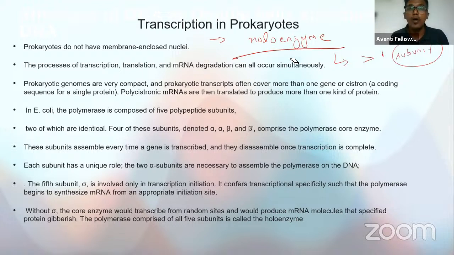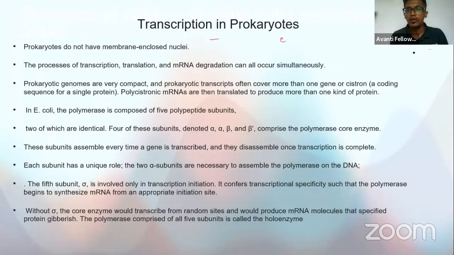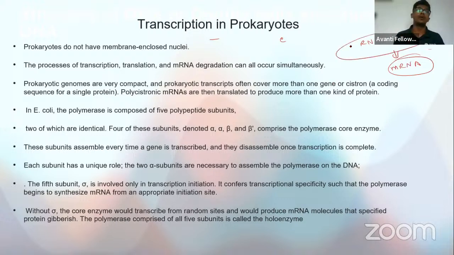Now let us talk about RNA polymerase 2. What does RNA polymerase 2 do? It will produce mRNA, correct? Now let us see what RNA polymerase is made up of. In prokaryotes, it is made up of 5 subunits. What are the 5 subunits? Alpha, alpha, beta, beta dash, and your sigma factor.